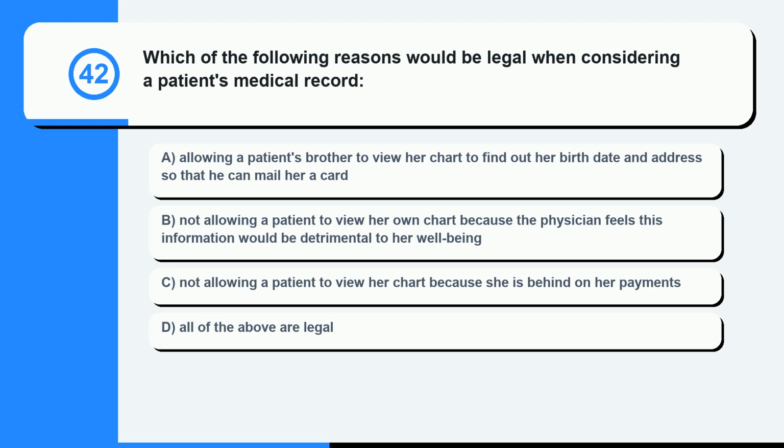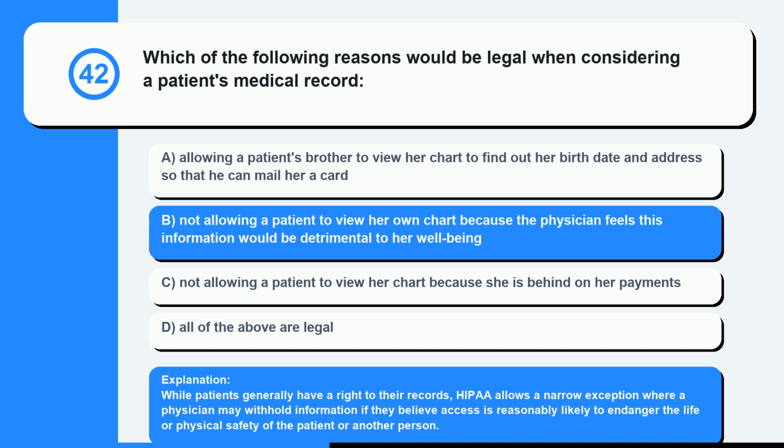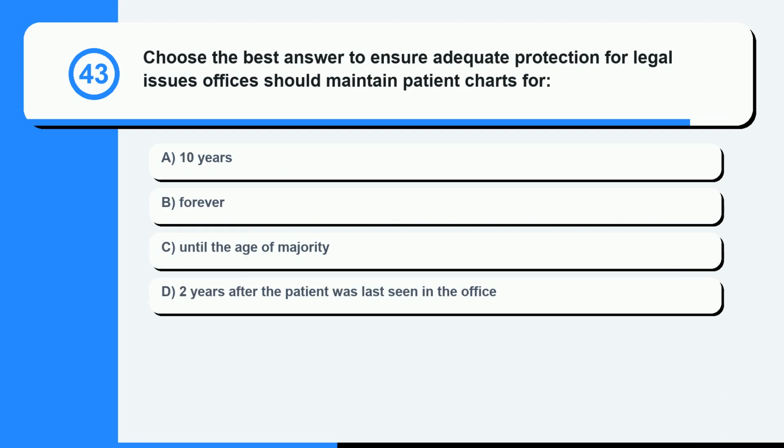Question 41. Which of the following choices would best answer the question who owns a patient's X-rays? A. The patient. B. The doctor. C. The facility that performed the procedure. Or D. None of the above. The correct answer is C. The facility that performed the procedure. Similar to medical records, the physical X-ray films, or digital files, belong to the facility where the procedure was performed. The patient pays for the interpretation of the X-ray and has a right to the results and copies of the images, but the original belongs to the facility.